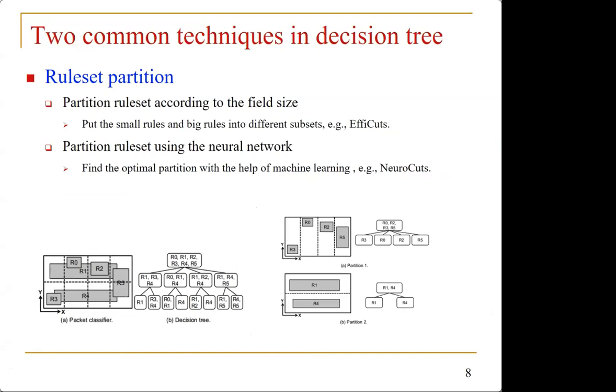The ruleset partition technique partitions a rule set into several subsets according to the features of rules, which can greatly reduce memory consumption while causing little impact on the throughput of algorithms. Partitioning the ruleset according to the field size puts small rules and big rules into different subsets, such as EffiCuts. Partitioning the ruleset using a learning approach finds the optimal partition with the help of a neural network, such as NeuroCuts.